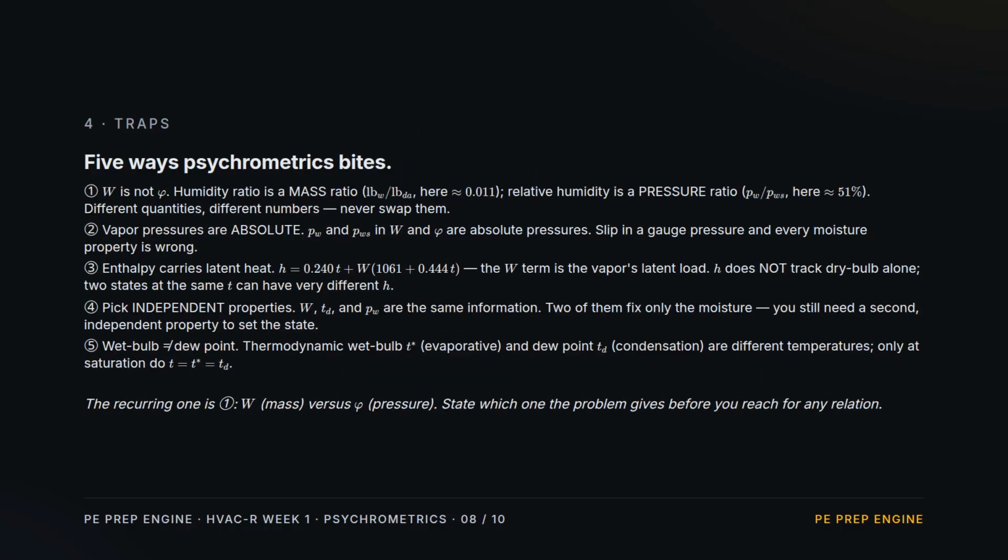Traps. 5 ways this bites. 1. Humidity ratio is a mass ratio. Relative humidity is a pressure ratio. Different quantities, never swap them. 2. Vapor pressures are absolute, never gauge. 3. Enthalpy carries latent heat through the humidity ratio term, so it doesn't track dry bulb alone. 4. Pick independent properties. Humidity ratio, dew point, and vapor pressure are all the same information. 5. Wet bulb and dew point are different temperatures.